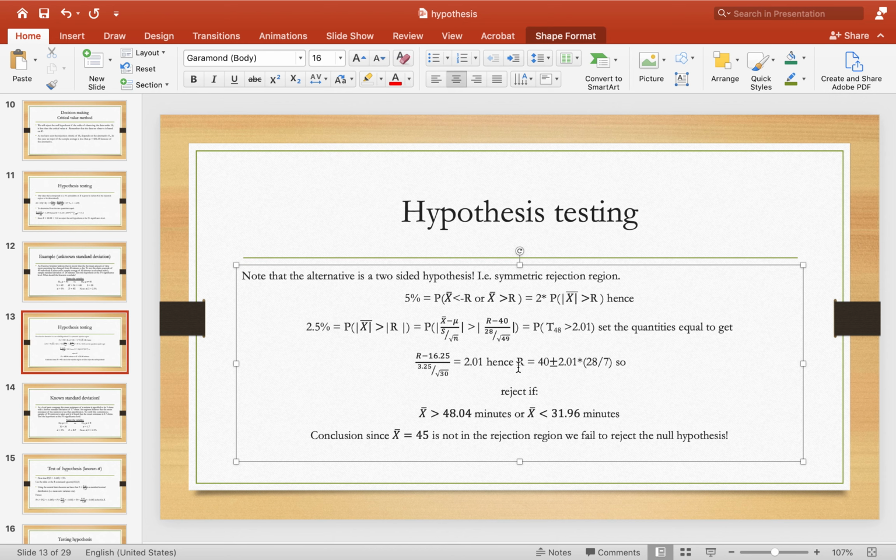And I solve for r, and I obtain this rejection region. So I'm going to reject if x bar is greater than 40.04 minutes or it's less than 31.9 minutes. Okay, since I see it's 45 minutes, there is not enough convincing data to reject the null hypothesis. Notice that this is not in the rejection region. So it's just a matter of solving the equation here, okay?